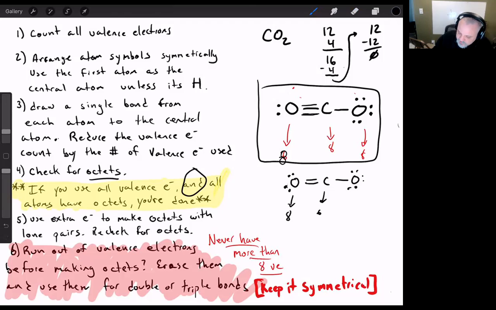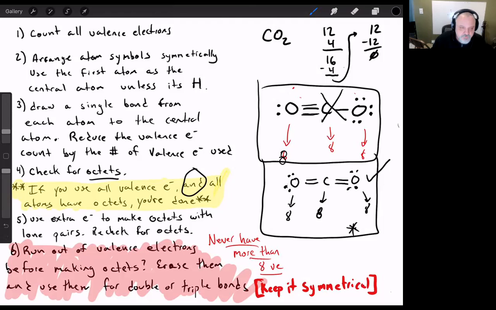What about this one? This one has 8 still, but I can also erase 2 there and make a double bond here. And now I have 8. So which picture is more symmetrically oriented? Which one looks more symmetrical? This picture looks more symmetrical. This is the right picture. This is the wrong picture.